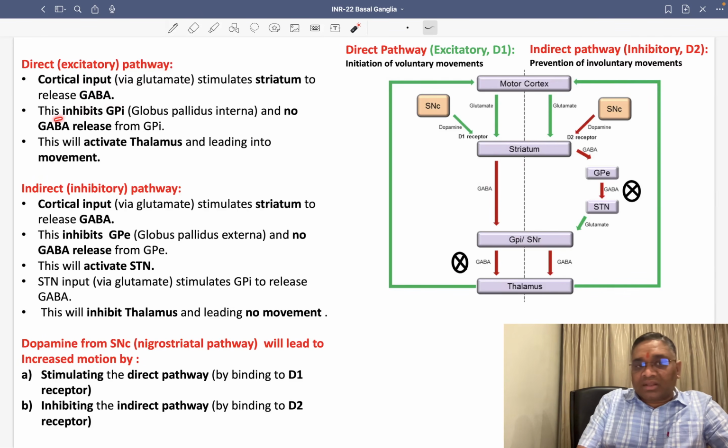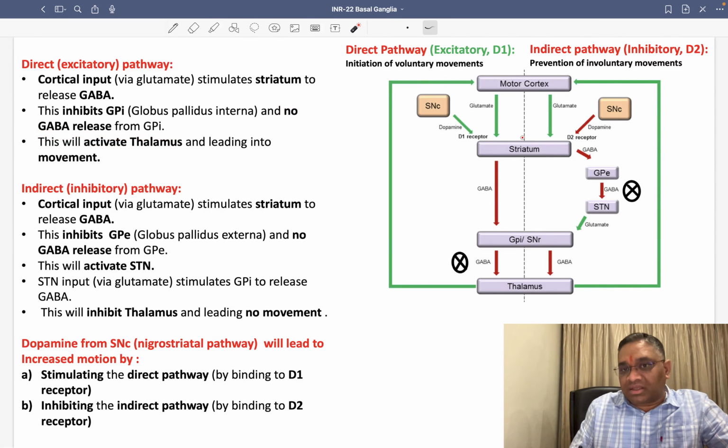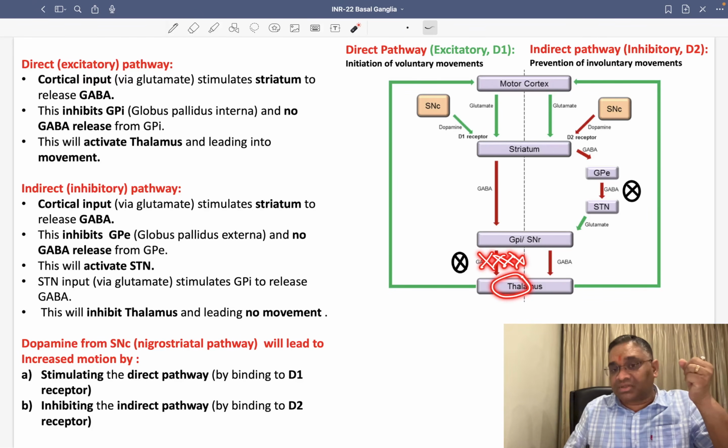Now we can see that this GABA will inhibit globus pallidus interna, and thereafter there will be no GABA release from the GPI. You understand? The striatum has released the GABA, GABA has inhibited the GPI. If GPI is inhibited, what will happen? There will be no release of GABA. So if there is no release of GABA, what will happen to the thalamus?